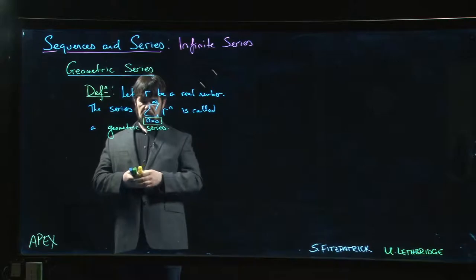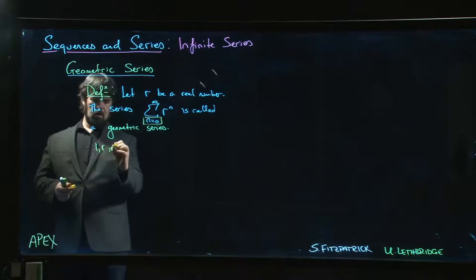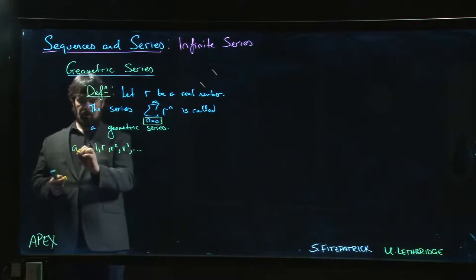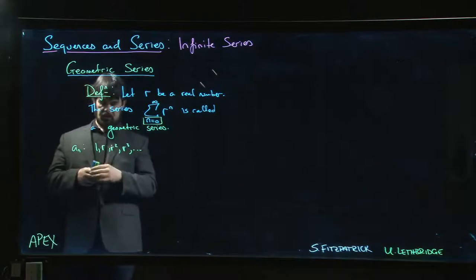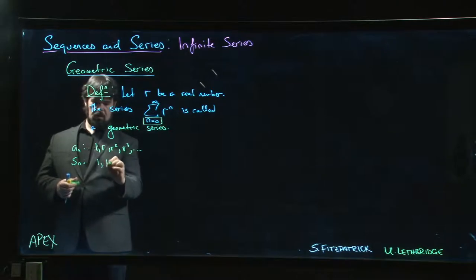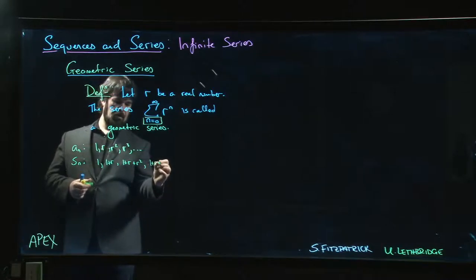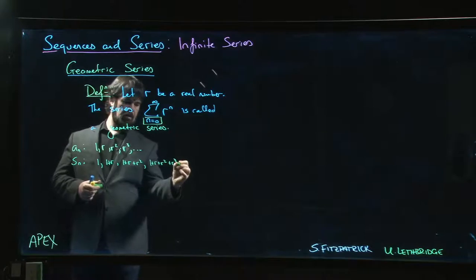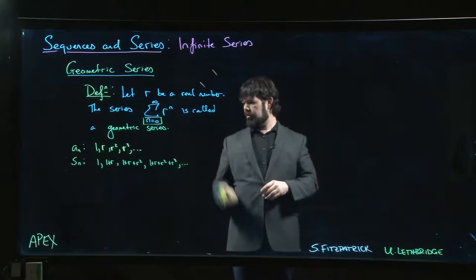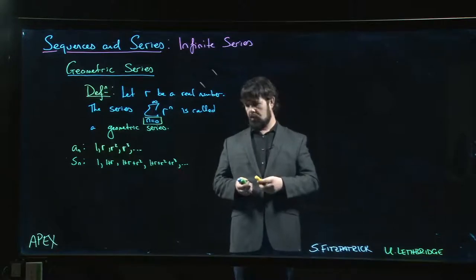So if we were writing out the terms in the sequence that we're using here, the terms are 1, r, r squared, r cubed, and so on. We multiply by r every time, so we can think of those as the a_n. And then the S_n, the partial sums that we're adding up, are going to be 1, 1 plus r, 1 plus r plus r squared, 1 plus r plus r squared plus r cubed, and so on. Now, what's cool is we can actually come up with a nice closed form formula for those partial sums.